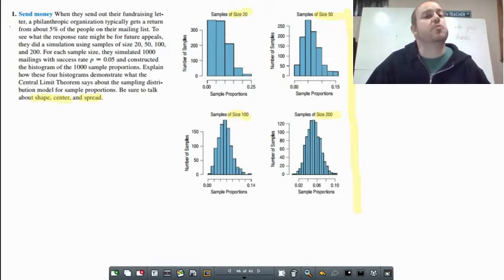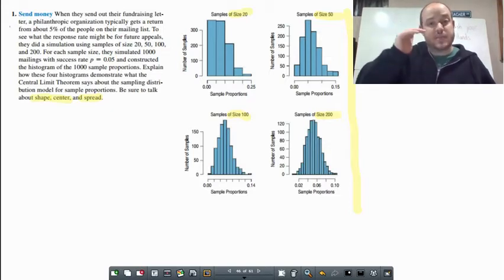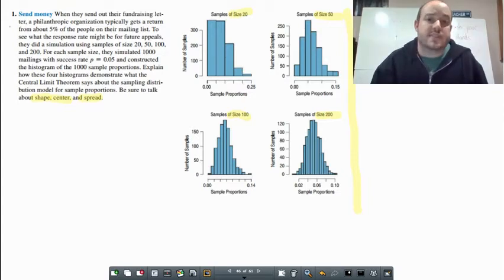The central limit theorem would be saying that as that sample size is increasing, we should expect this data to get more and more normal, and the mean of that sampling distribution should be closer and closer and closer to the 0.05. So let's talk, walking through this, how we would comment about the shape, center, and spread for each one of these, okay? So starting off, the first one of sample size 20.